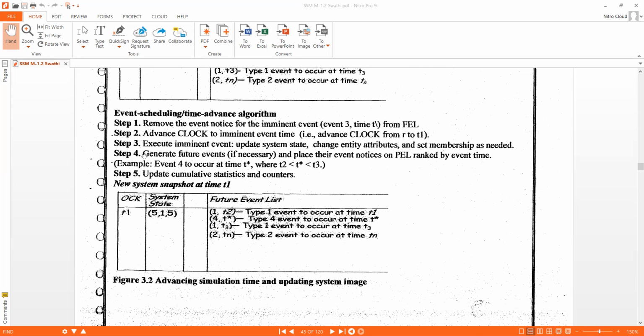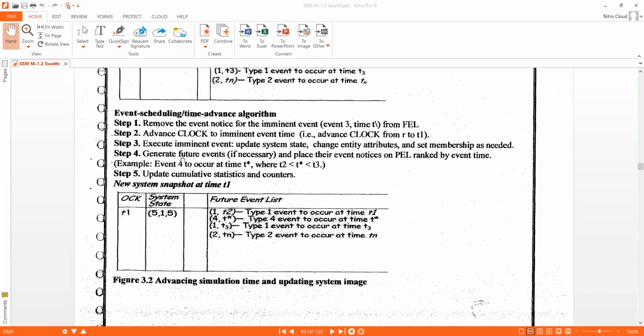Okay, next, step 3, execute the imminent event and update the system state. Run the event and update the system state, change entity attributes and set membership as needed. That is step 3.